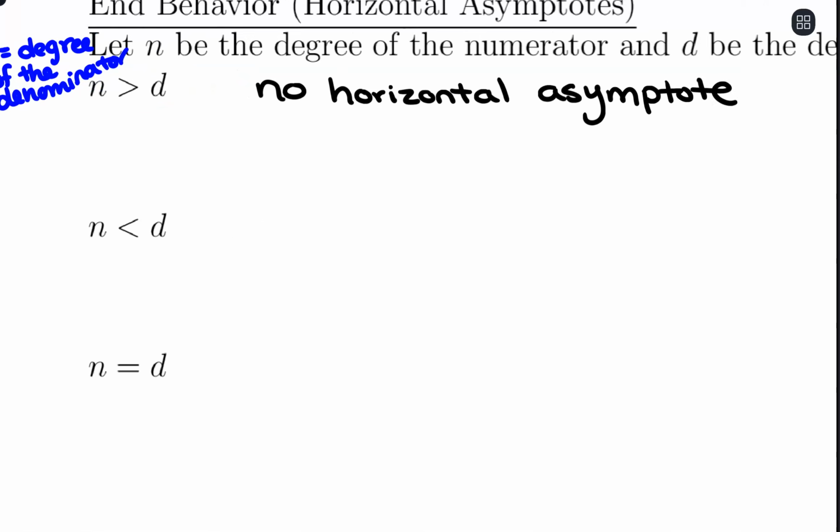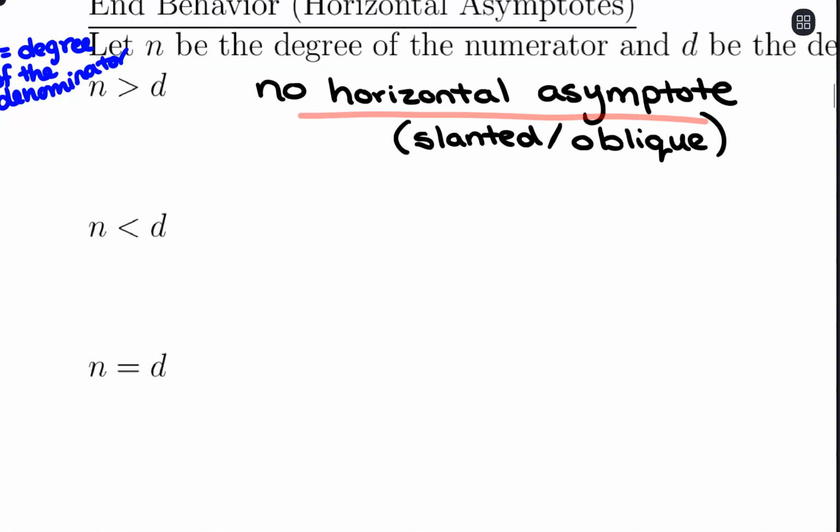What is actually happening is there's an asymptote that is slanted, or we also call it oblique. So we could find an equation of a line, but we're not going to worry about that. For our purposes, if the degree of the numerator is larger than the denominator, we're just going to state that there's no horizontal asymptote. When the degree of the numerator is smaller than the denominator, our horizontal asymptote is y equals 0.